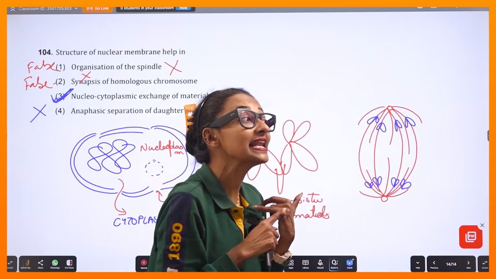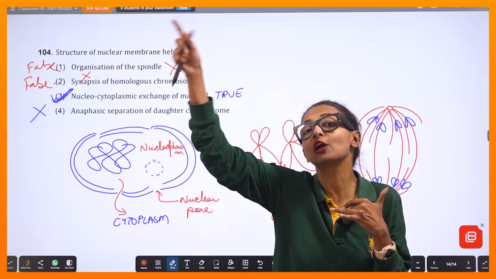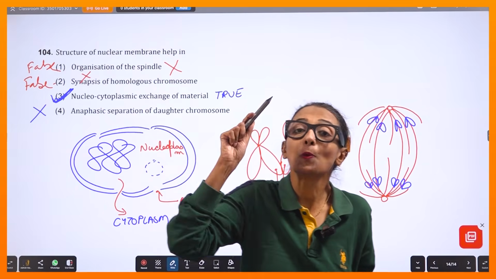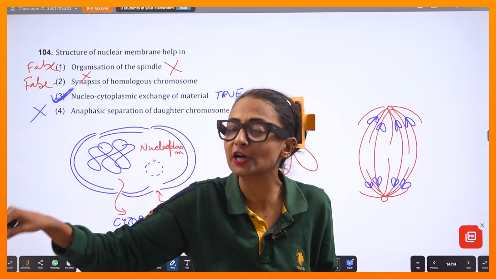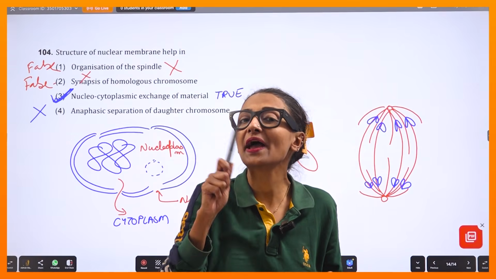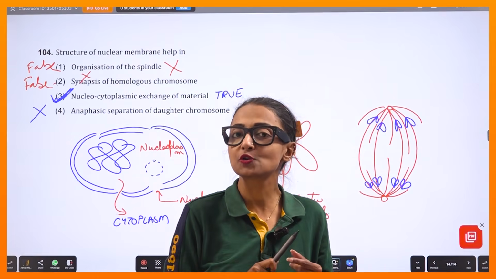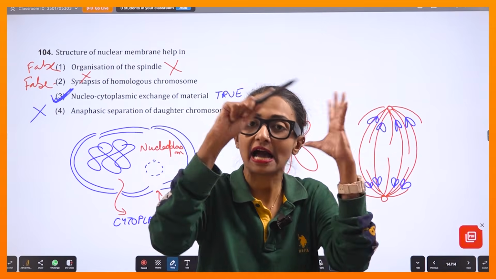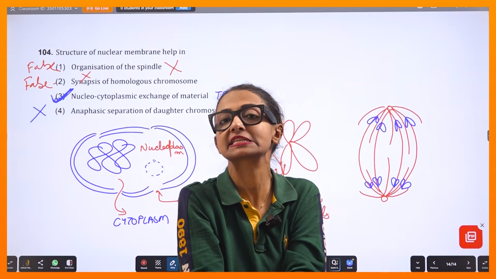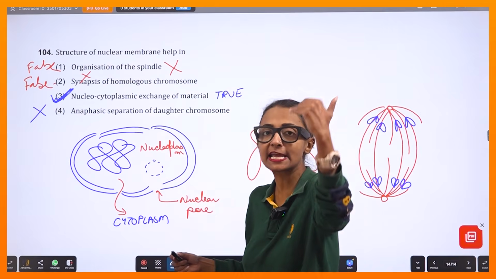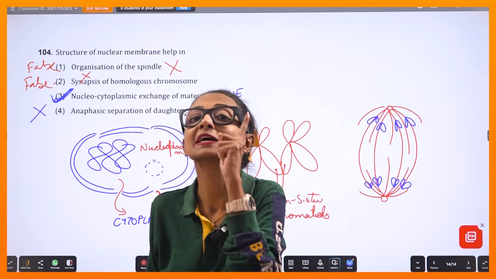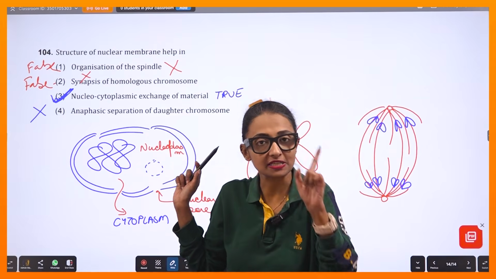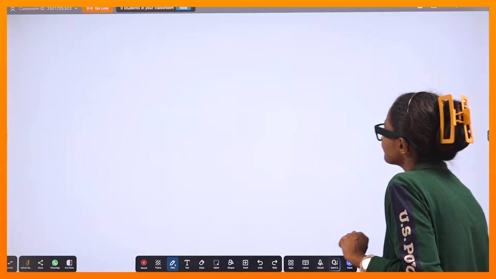Here I am correlating some portion of molecular basis of inheritance with cell structure. Where will replication occur in case of eukaryotes? Where will transcription occur in eukaryotes? Where will post-transcriptional modification occur? And after post-transcriptional modification is completed, the mature mRNA is going to come out from the nucleoplasm into the cytoplasm. ঠিক আছে, ওটাই বলেছি। So exchange of material, option 3. Let's move on.